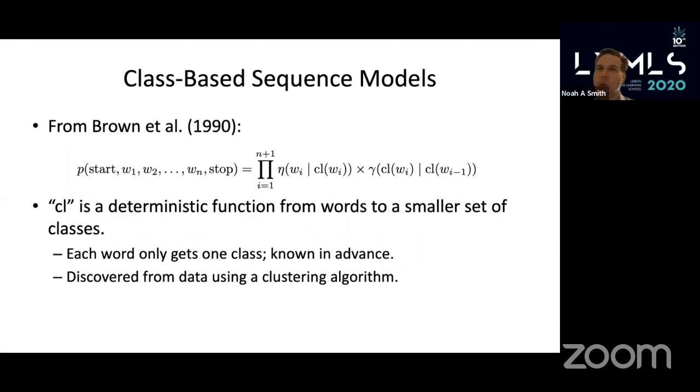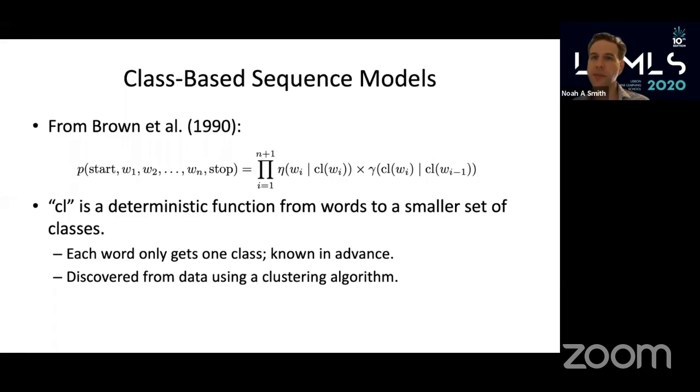I do want to present one alternative to the standard language modeling n-gram story that's both historically interesting and a really nice stepping stone to hidden Markov models coming up next. So this was introduced 30 years ago in 1990. It's called a class-based sequence model. The notation here is a little bit different from what's in the original papers.